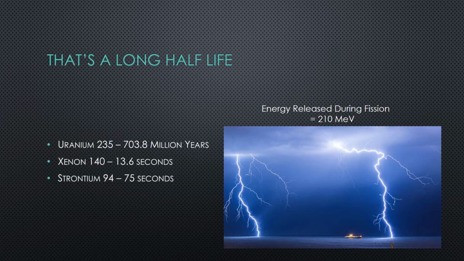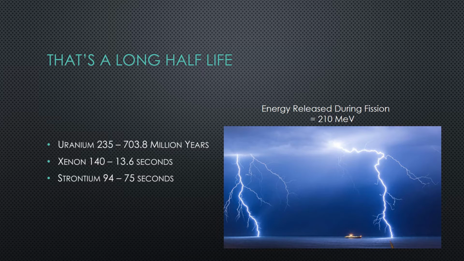So a good way to picture how much energy is released during these fission reactions is to look at the half-lives and then look at how much energy is released. Even though uranium-235 is a relatively unstable atom, it has a half-life of 703.8 million years. That's a long time. Now, when it splits, it could create xenon-140 and strontium-94. Xenon-140 has a half-life of only 13.6 seconds. Strontium-94 isn't much longer at 75 seconds.